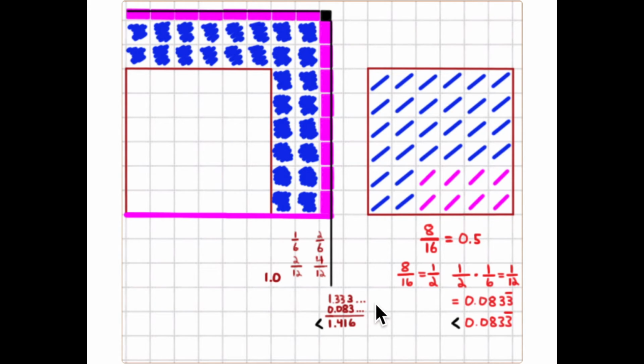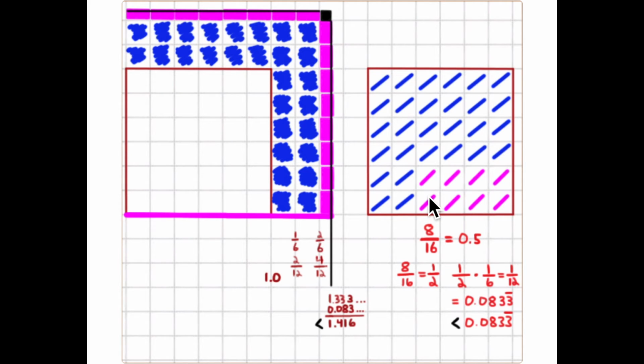1.333333, and it continues. And now we're going to have to add this 1/12 right here. Add them together and you get a total of 1.416. Now the square root of 2 is going to be a little bit less than that. It turns out that this is not as good an estimate as before because we have too many pieces left over that we have to divide up.